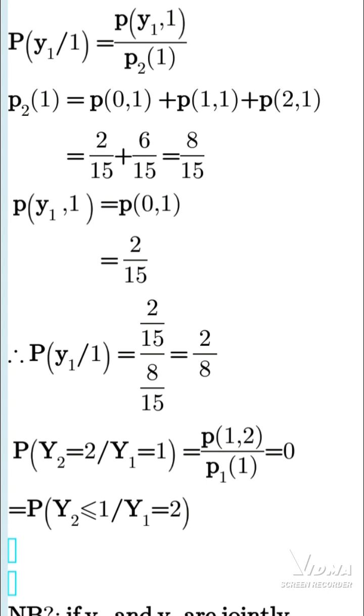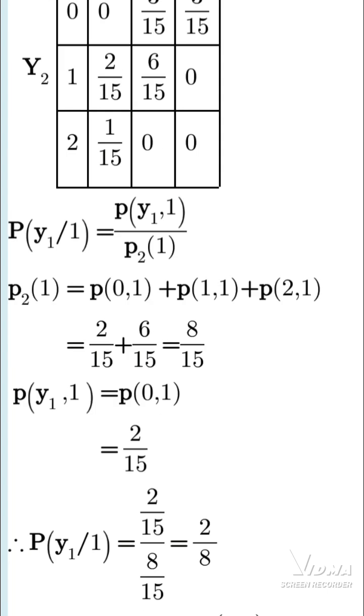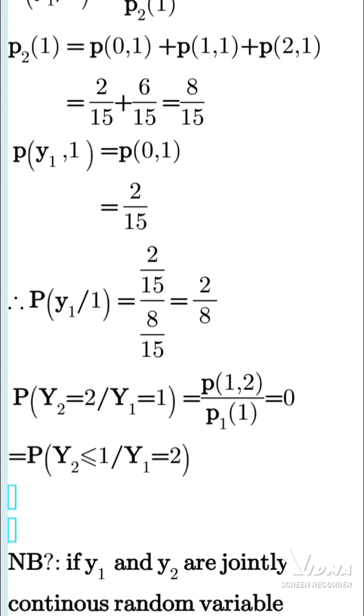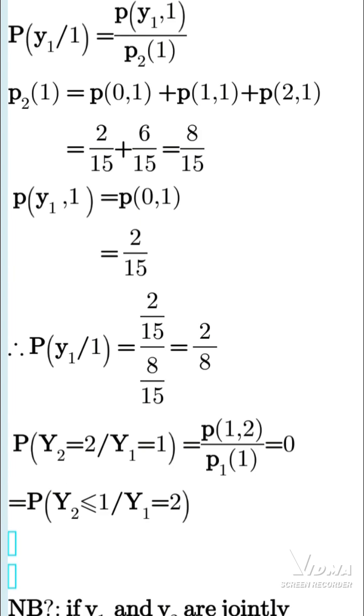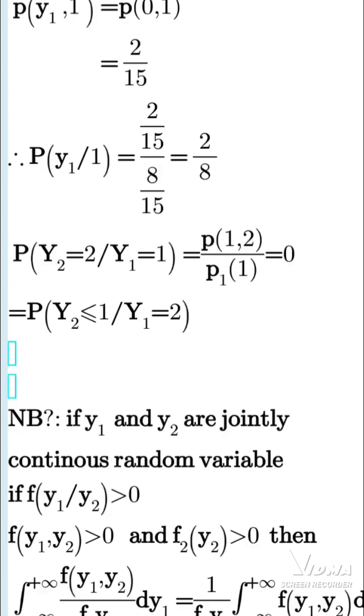Similarly, we have y2 to be 2. In this case, they give us all the values. They give us y2, y1 already. So what we do is, going back to the table, 1 comma 2 is 0, and since the numerator is already 0, everything becomes 0, and that is the representation for that.